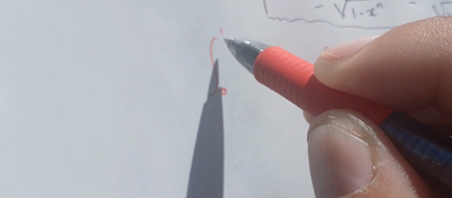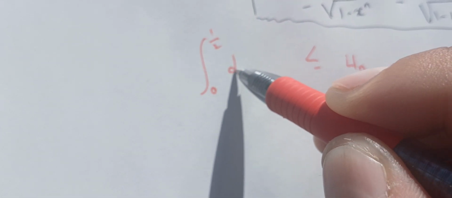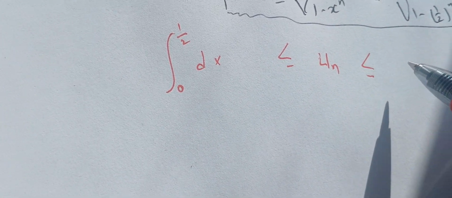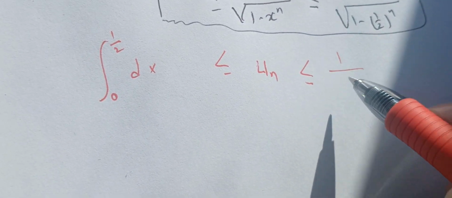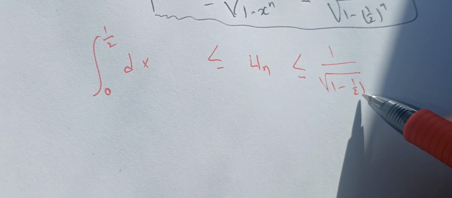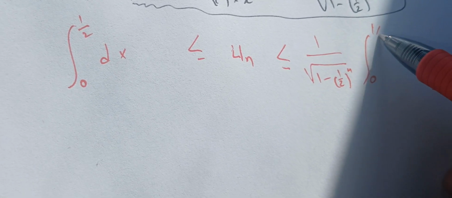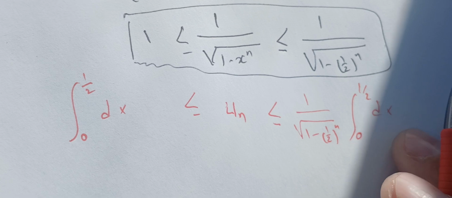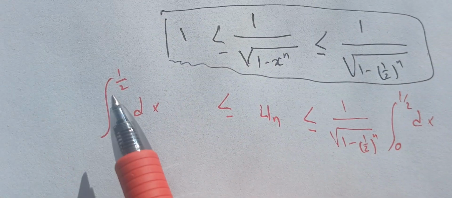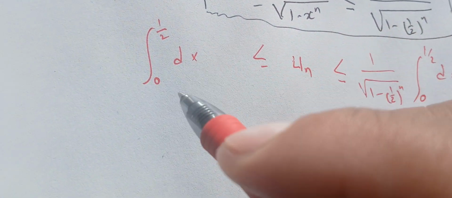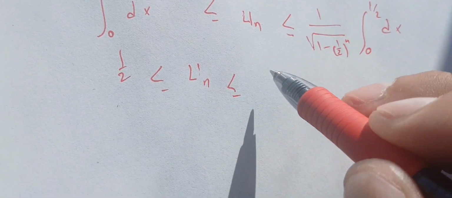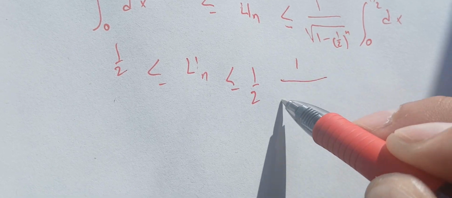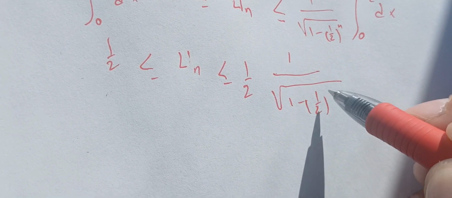On the left side, I'm going to have the integral between 0 and 1/2 of 1 dx. And on the right side, this is just a constant, so I'm going to keep it outside, and I'm going to integrate between 0 and 1/2 dx. Once we do that, this one is just 1/2. So here I have 1/2, this is my sequence inside, and here I'm going to have 1/2 times 1 over the square root of 1 minus 1/2 to the power n.